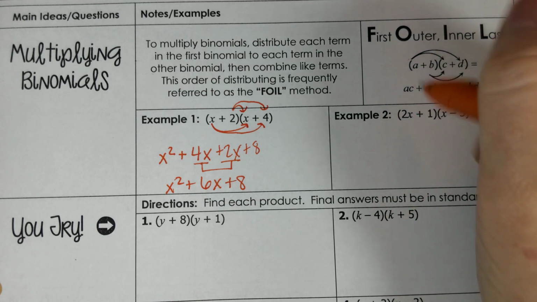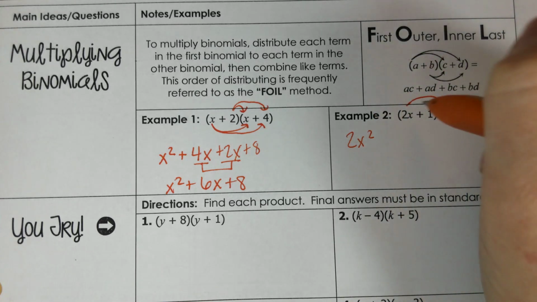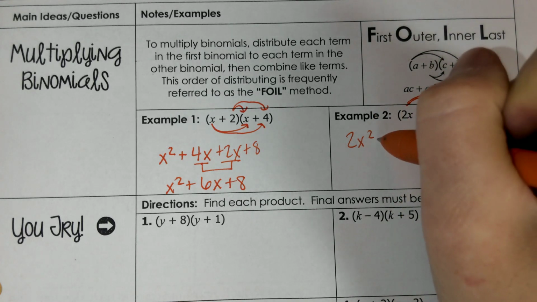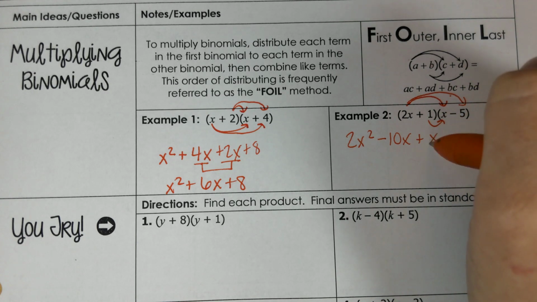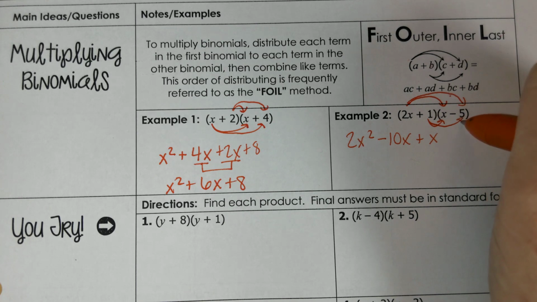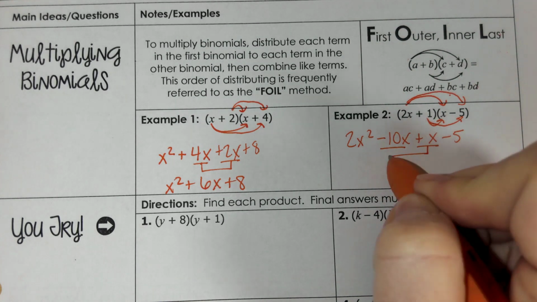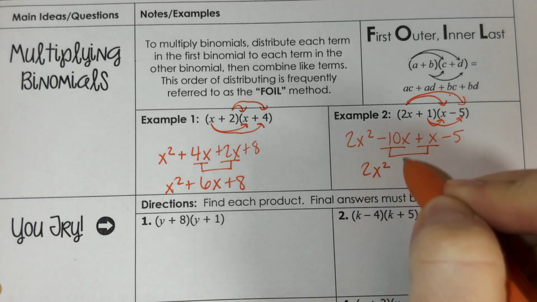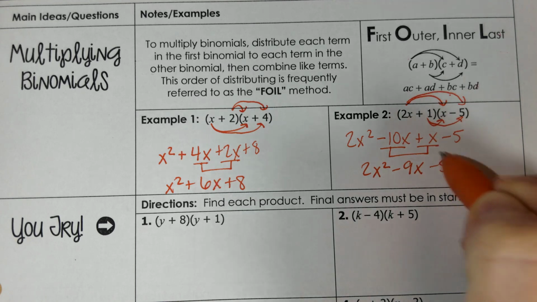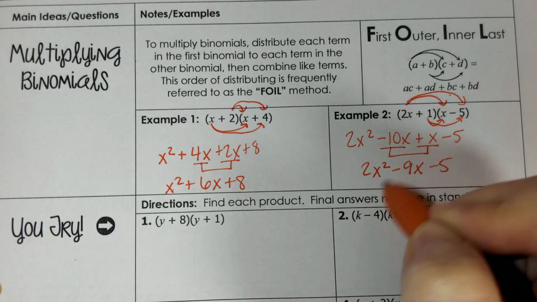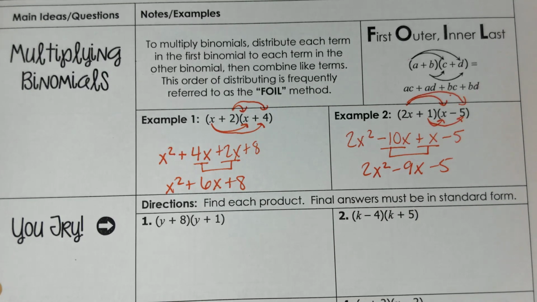Alright, so then we move to the next example. So here again we have first terms, so 2x times x is 2x squared. Outer terms, 2x times negative 5 becomes negative 10x. Inner terms, 1 times x is a positive 1x. And last terms, 1 times negative 5 is a negative 5. Okay, middle terms, we add those together. Negative 10 plus positive 1 is negative 9. Everything else comes down. We've combined our like terms, we've simplified it as far as we can, and then we've checked to make sure that it's in standard form.